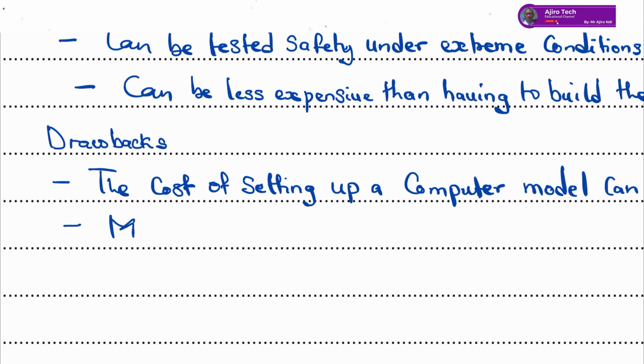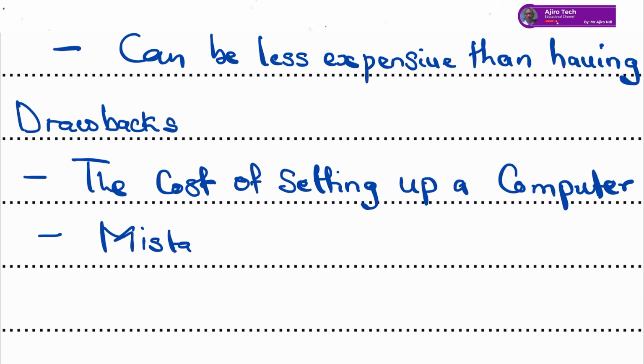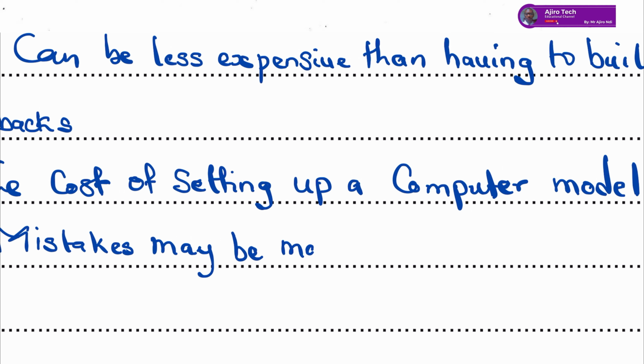So it simply means that a model is only as good as the programming entered. So it would depend heavily on these two factors. So mistakes can be made in the programming.